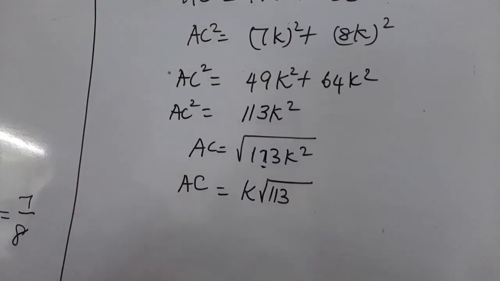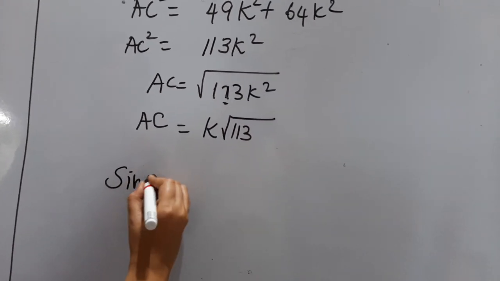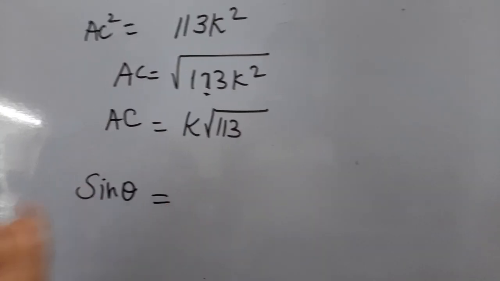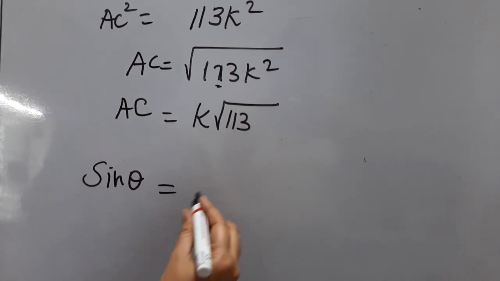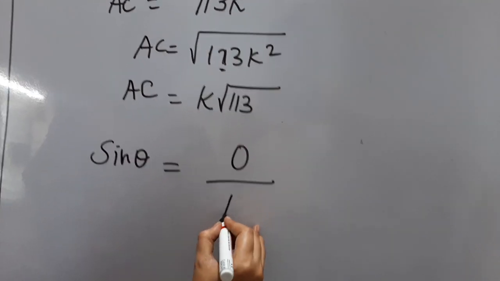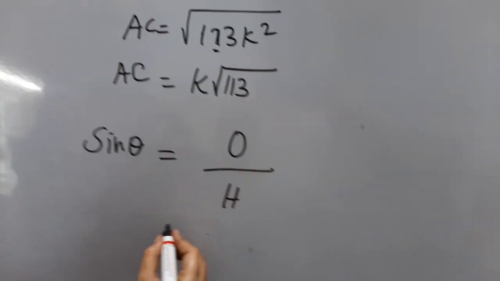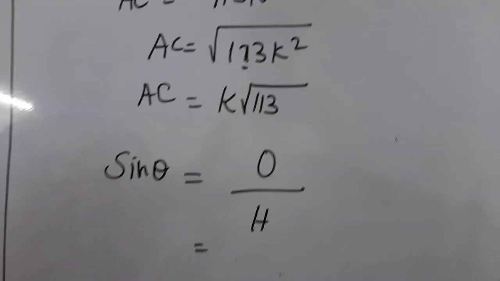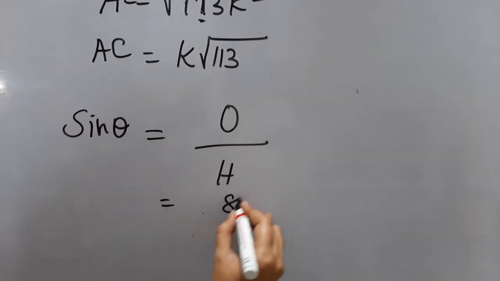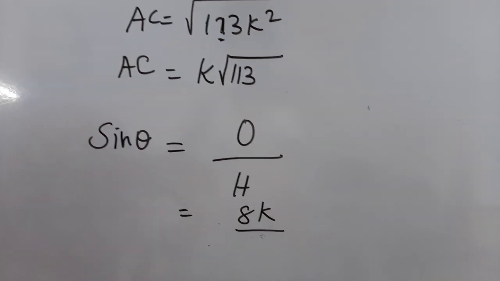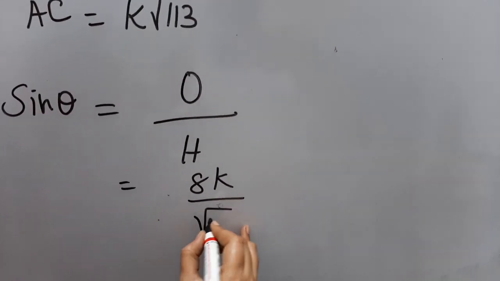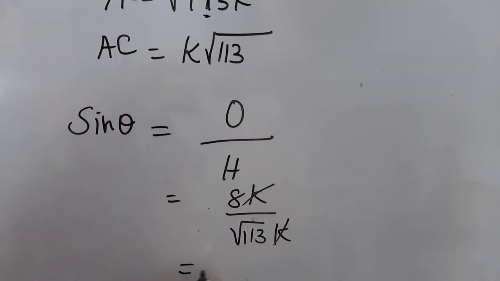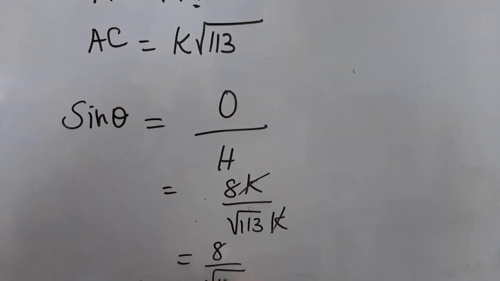Let us find sin theta now, because we need to evaluate sin theta and cos theta in the question. How can we define sin theta? Sin theta is defined as opposite upon hypotenuse. The opposite side is 8k and the hypotenuse is root 113k. K will get cancelled. So sin theta is 8 by root 113.